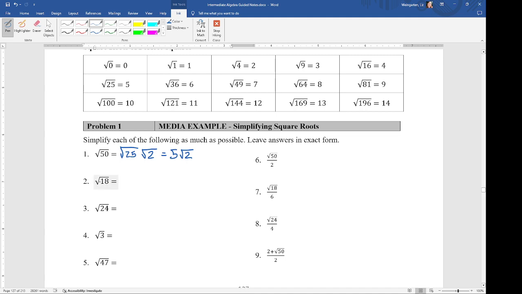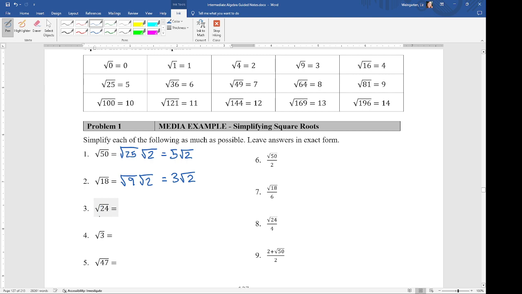18. We can factor a perfect square out of this. We can factor the square root of 9. And we're left with the square root of 2. The square root of 9 is 3, and it is multiplied by that square root of 2, which is our final solution.